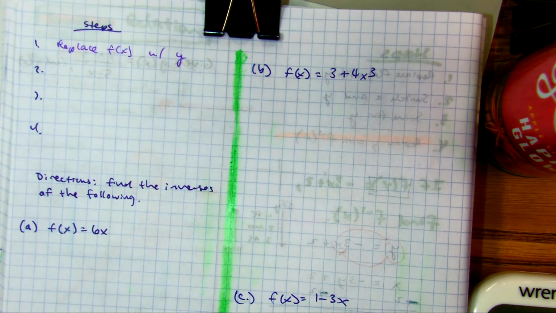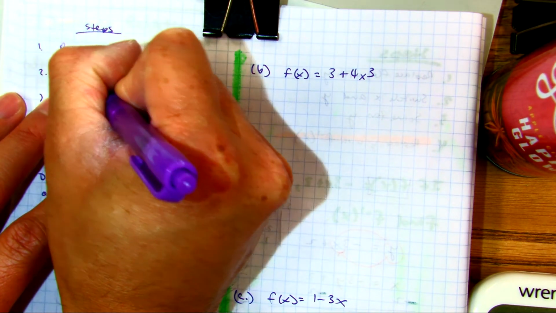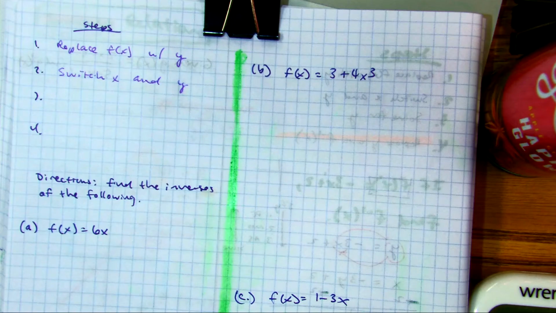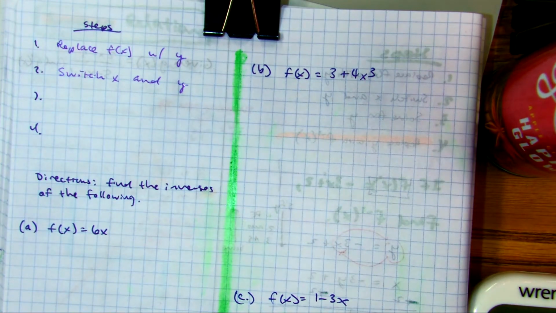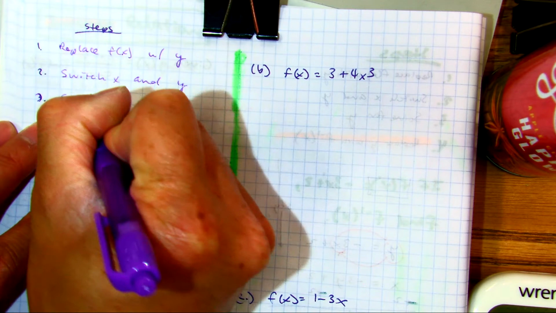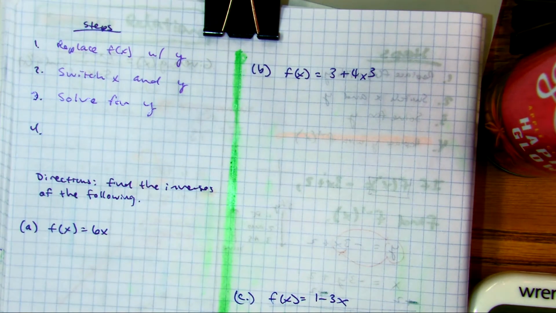Melissa, number 2. Interchange x and y. What's another word for interchange? Switch x and y. Thank you, Melissa. Alonzo, number 3. Solve the resulting equation for y. Solve for y. Get y by itself.